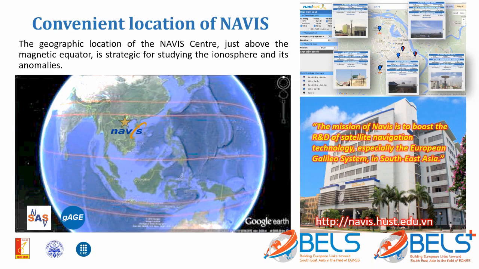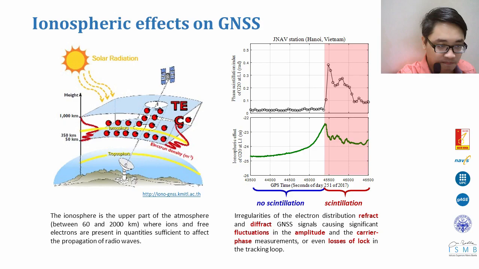The NAVIS Center is located in Hanoi, Vietnam, just above the magnetic equator. This place has great opportunities for studying the ionosphere and its irregularities, known as ionospheric scintillation. So, what is ionospheric scintillation?